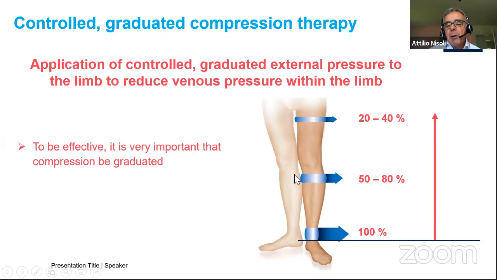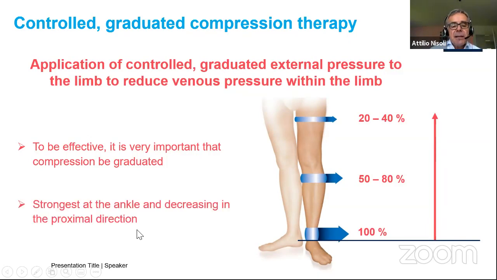You can imagine if we apply a higher compression at knee level than down here, what happens? We would force part of the blood flowing downwards and part of it upwards. But this is not what we want. With the graduated, degressive compression from distal to proximal, we really would like to bring up the whole amount of venous blood from the ankle upwards in the direction of the thigh. Strongest at the ankle and decreasing in the proximal direction.